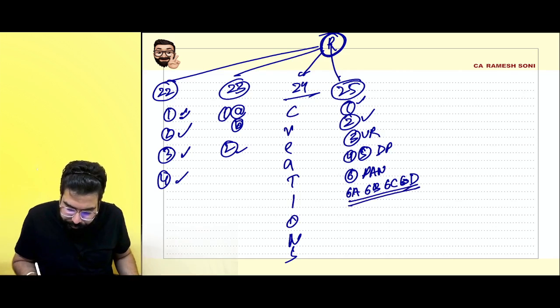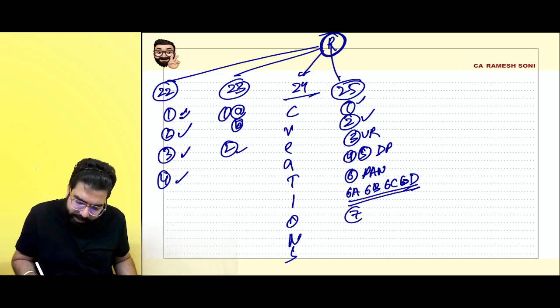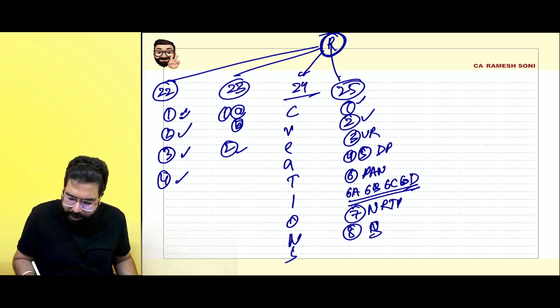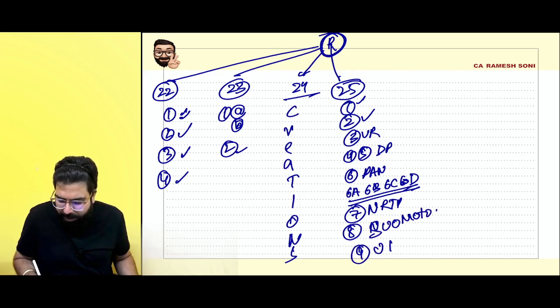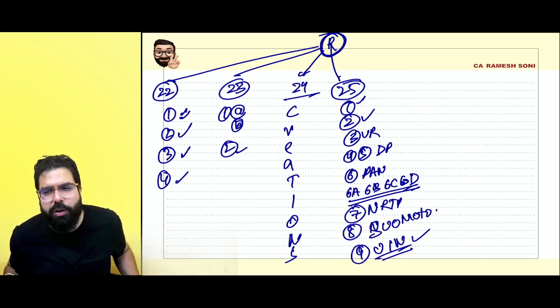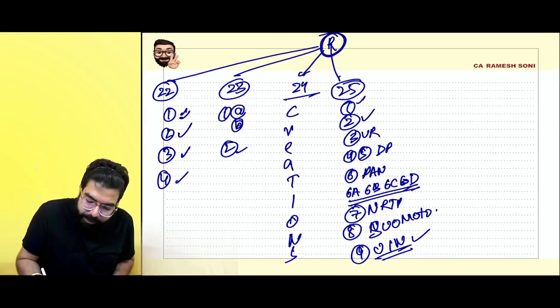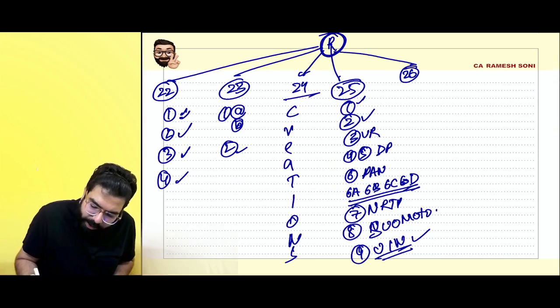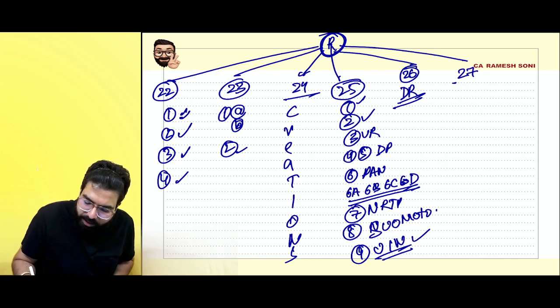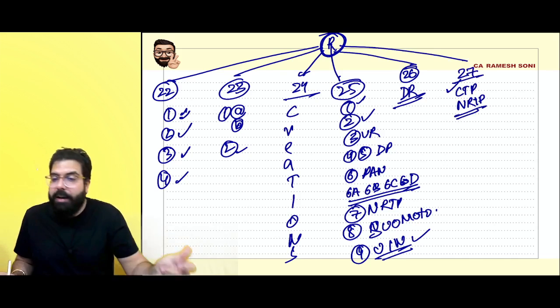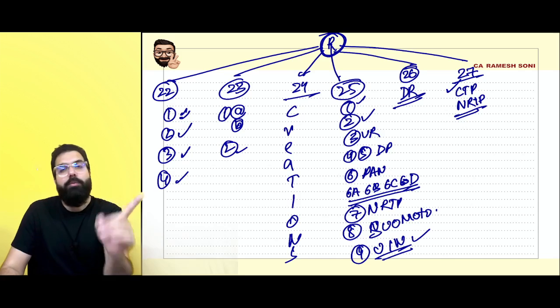Then, sir, the next one, 7, told about NRTP. Section 8 told that if you don't take registration, suo moto, the officer will register you. Section 9 told about UIN holder, consulate, embassy, etc. will be given a UIN number. Then section number 25, section number 26 told about deemed registration, total bakwas section. Section number 27 told about CTP and NRTP. The important point to remember in section number 27 is that you have to apply 5 days prior.